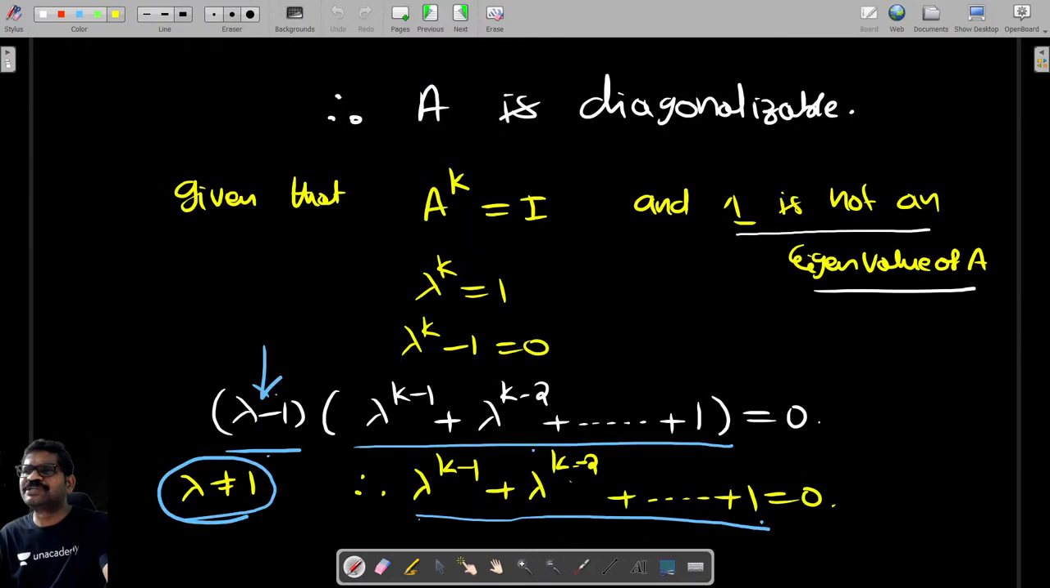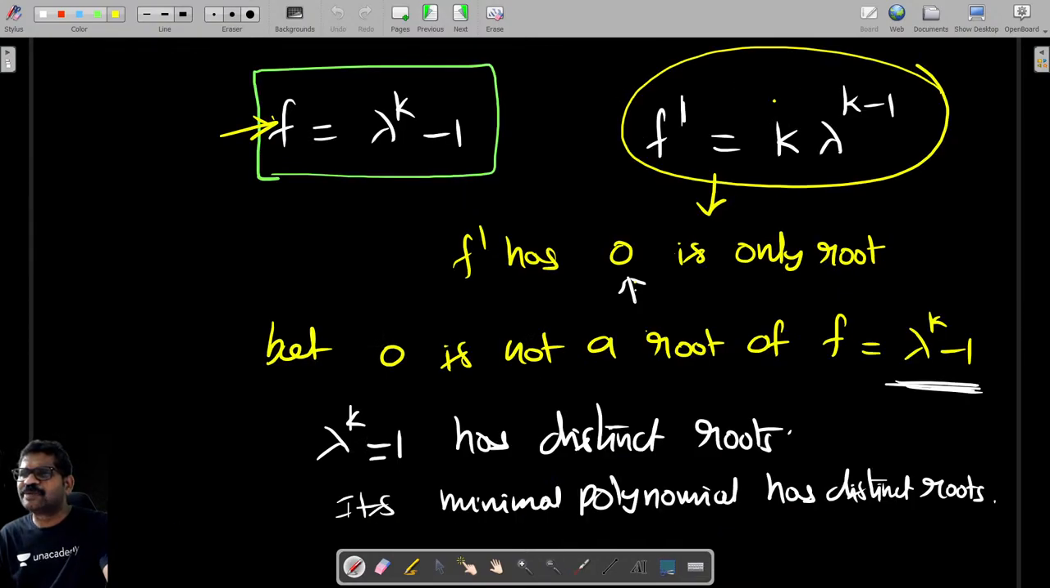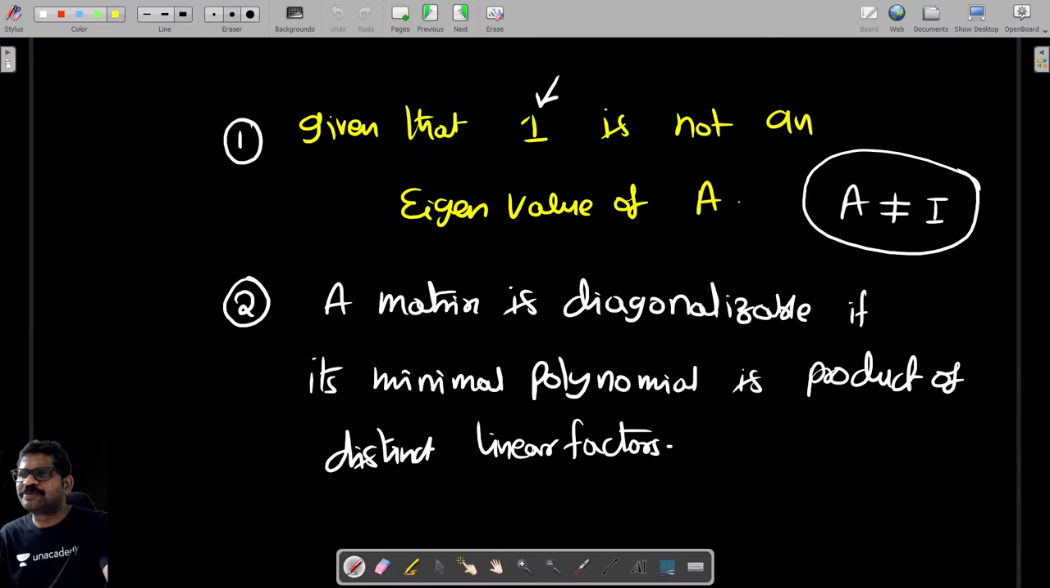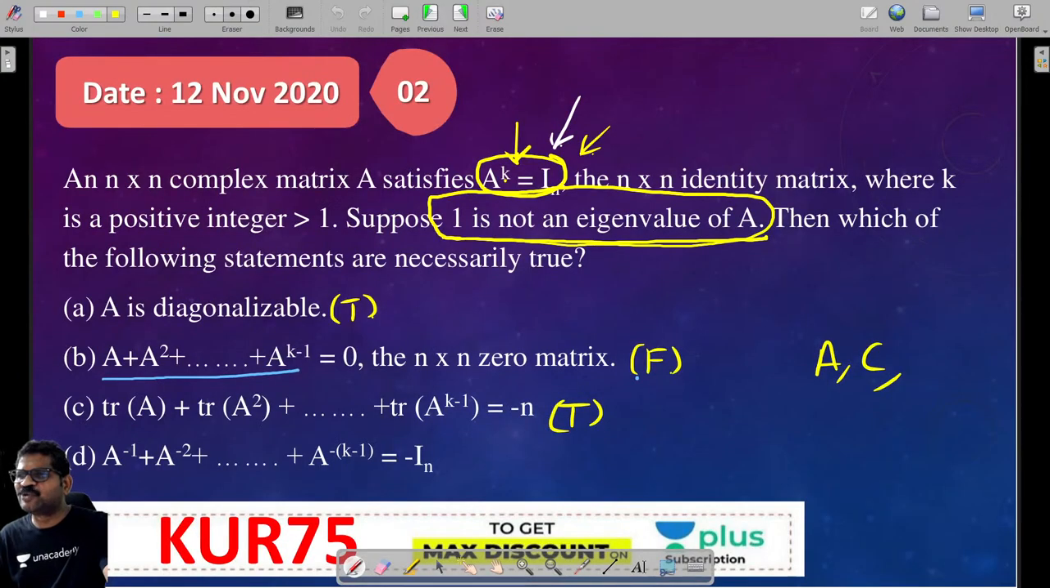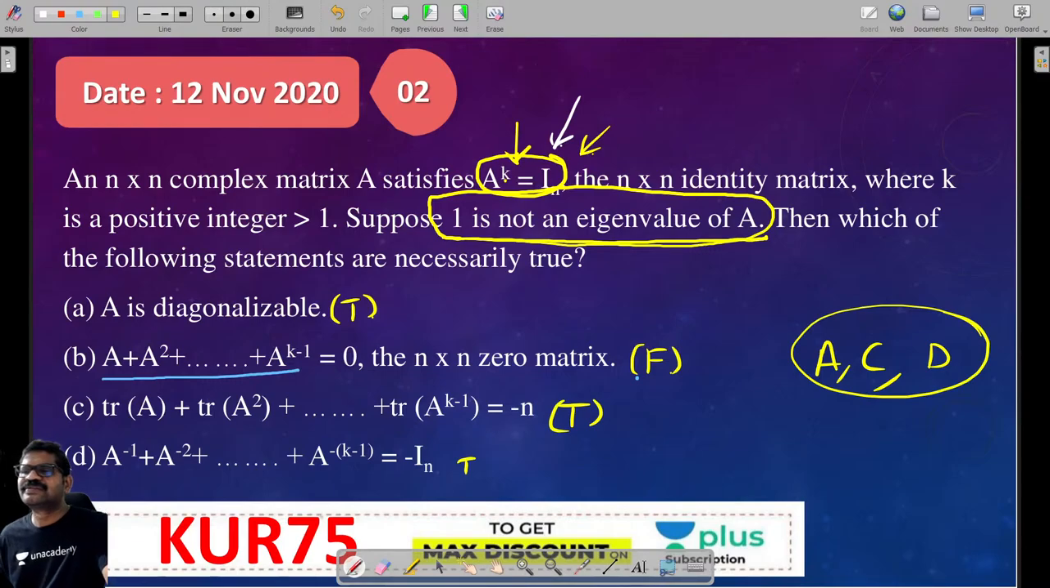So first option is correct, the second option is incorrect, third option is correct, fourth option is also correct. This is also true. A, C, D. Understood? Next.